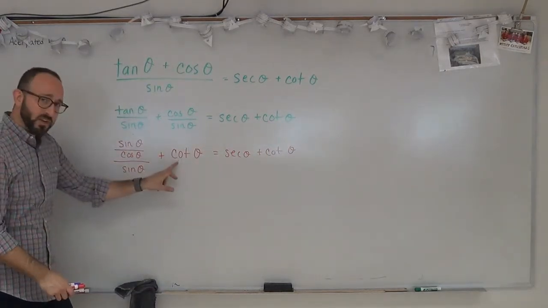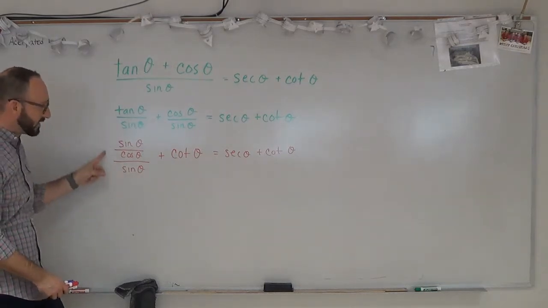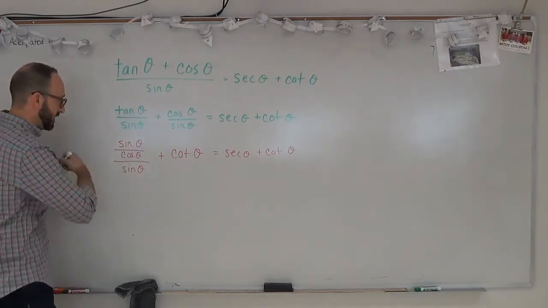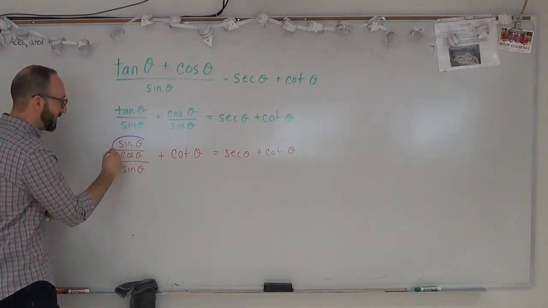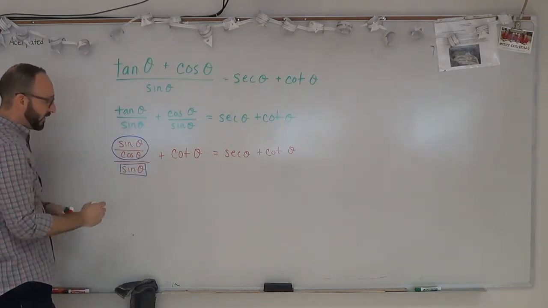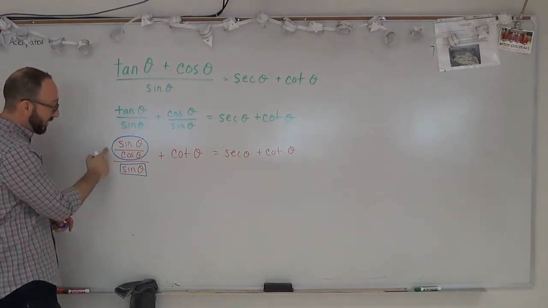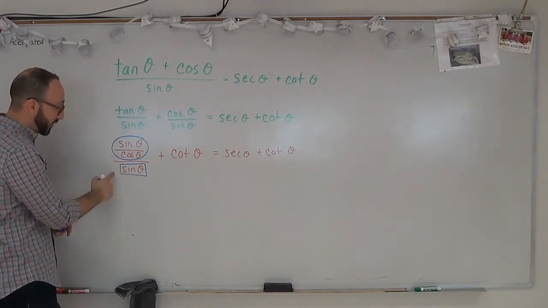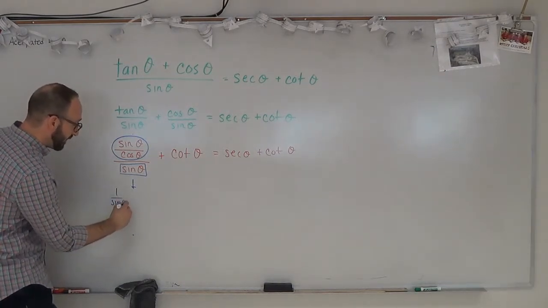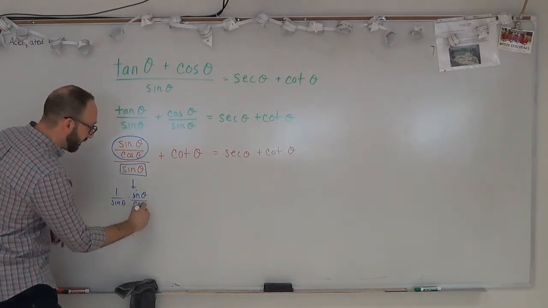Now again, we have the cotan theta, so we want to try to mess around with this fraction here to see if that equals secant theta. Well, if you notice, sine theta over cosine theta is in the numerator, and then sine theta is in the denominator. So to fix this, what I'm going to do is multiply the numerator, sine theta over cosine theta, by the reciprocal of the denominator, and that's going to look like this: 1 over sine theta times sine theta over cosine theta.